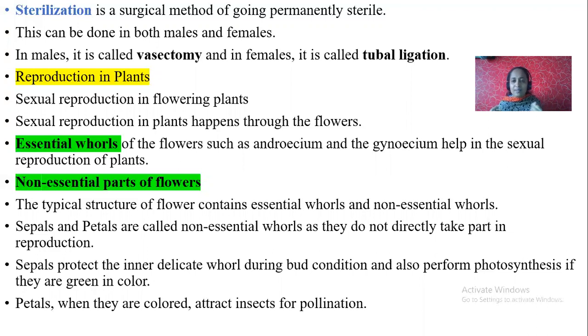Always insects help in cross pollination. So a different flower. When it sucks nectar in another plant, it automatically carries the pollen grains from one plant to another plant. Here, cross pollination happens. So, petals are required to attract insects. That is why they are colored.